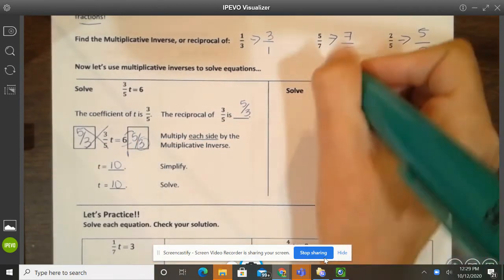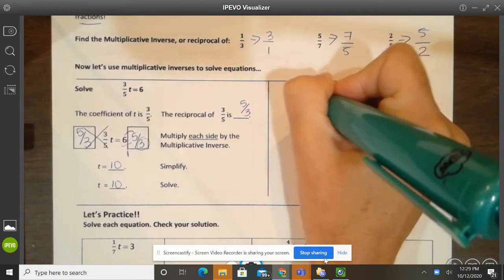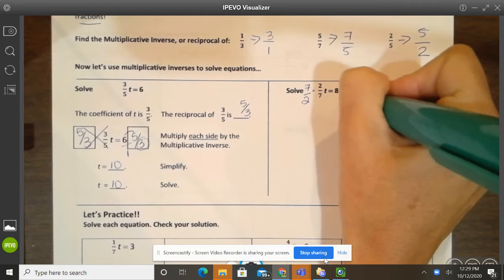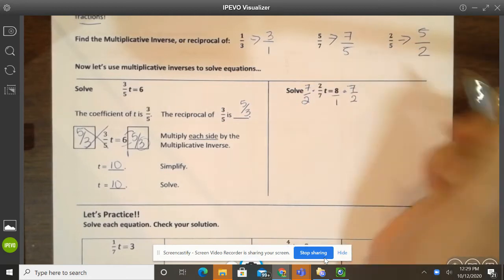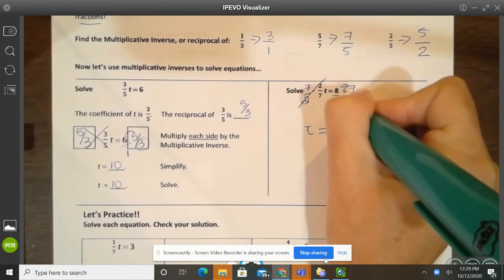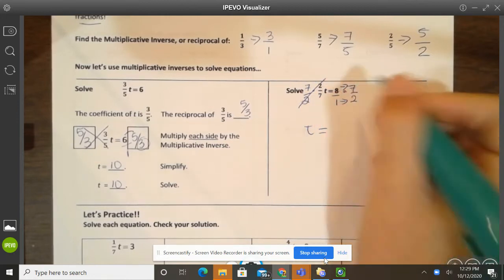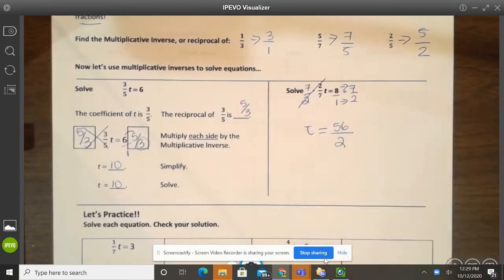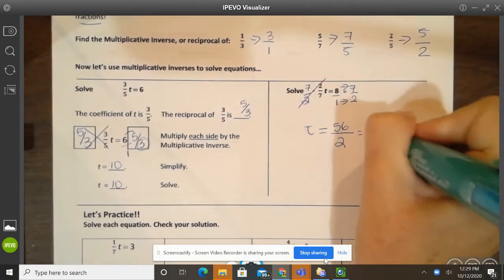Okay, let's try it here. So multiply by the reciprocal on both sides. We put a 1 underneath here. This cancels the side, so t equals that times that and that times that. 8 times 7 is 56 divided by 2. And then you divide. So 56 divided by 2 is 28, and that's your answer.